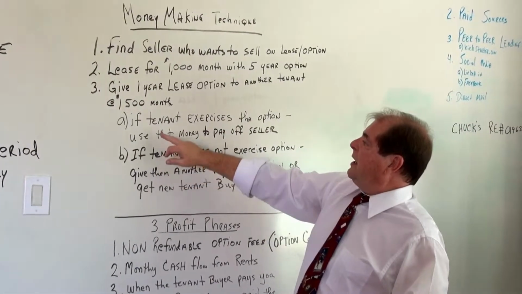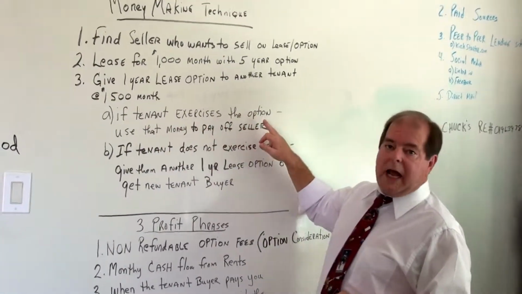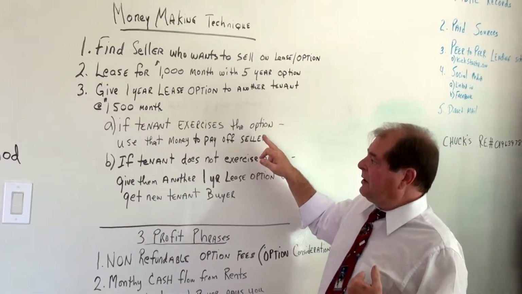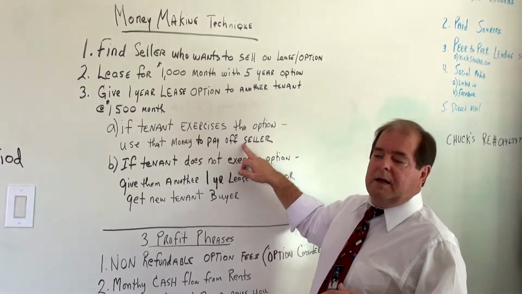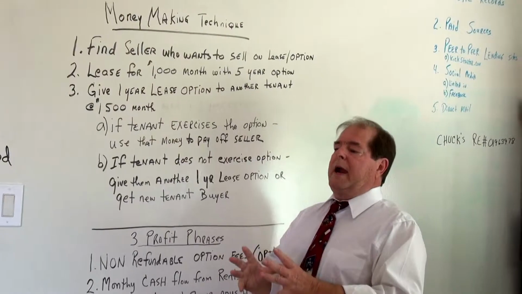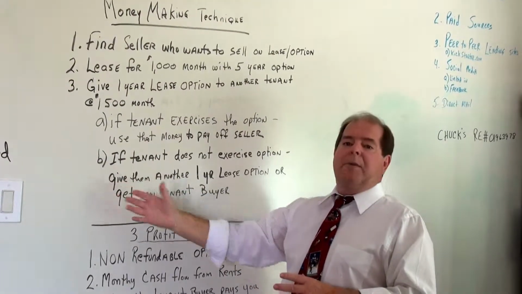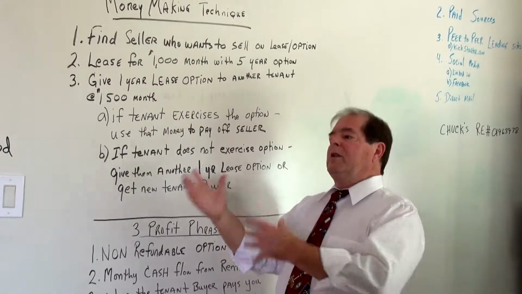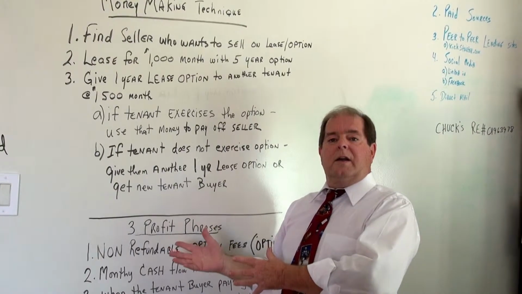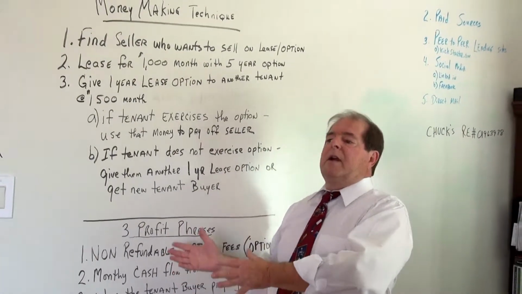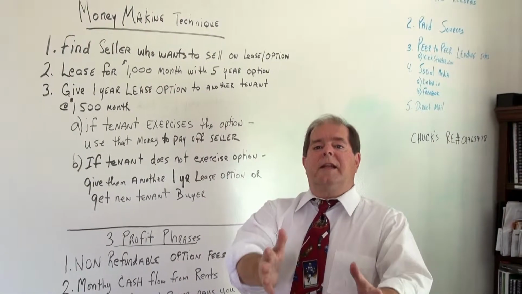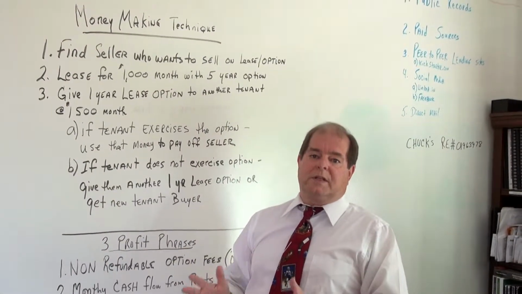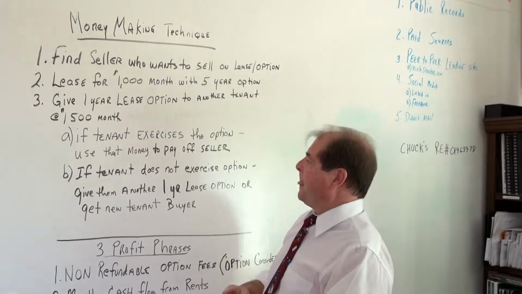Okay, now, if the tenant exercises the option to purchase it from us, we are going to use that money to pay off the seller. So let's say we're buying it for $100,000, but we're selling it to the tenant buyer for $120,000. When he goes out and gets the loan for the $120,000, puts the deal together, puts that into escrow, we're going to take $100,000 of that and give it to the seller. We're left with the spread, which is $20,000 in that example.